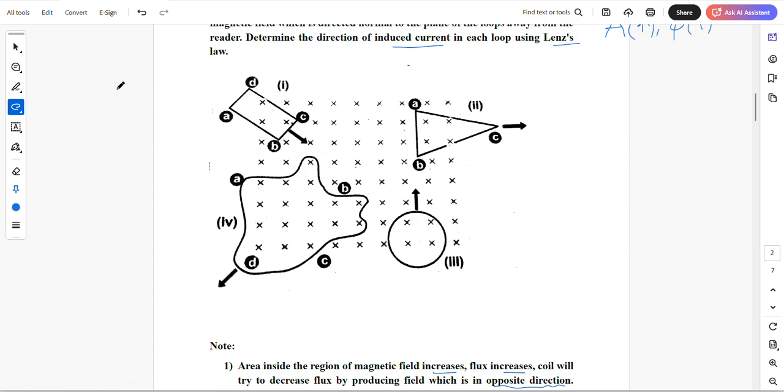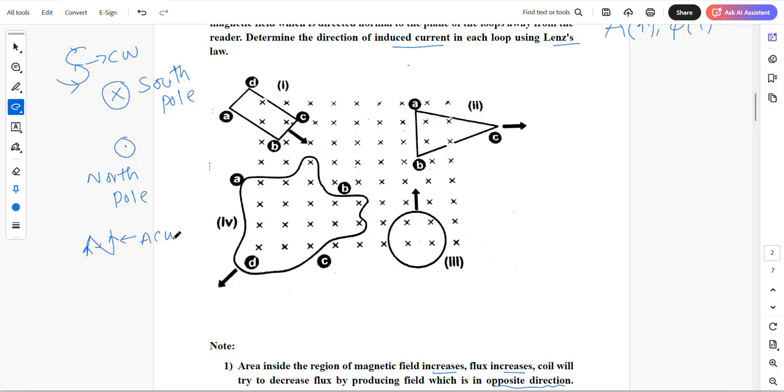Now this we know: this is inside, and this is outside. This is the north pole, and this is the south pole. In the south pole, the direction of current will be in the clockwise direction. In the case of north pole, it will be in the anti-clockwise direction.